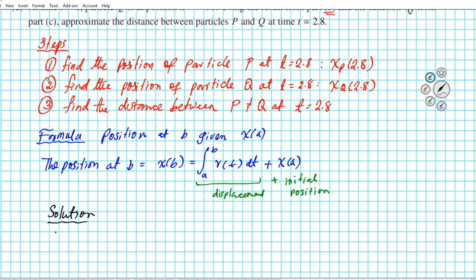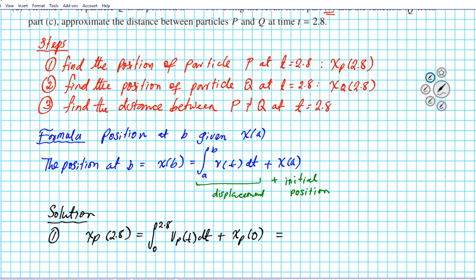Part 1, we're looking for the position of particle P at 2.8. We're given the initial position. So x sub p of 2.8 is going to be the integral from 0 to 2.8 of v sub p of t dt. This is the displacement plus the initial position, which is x sub p of 0.